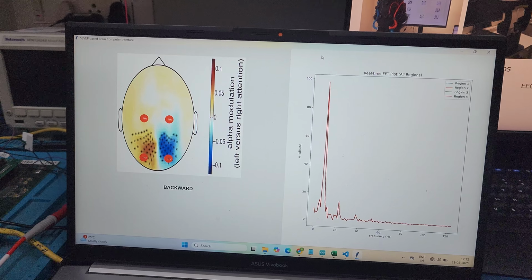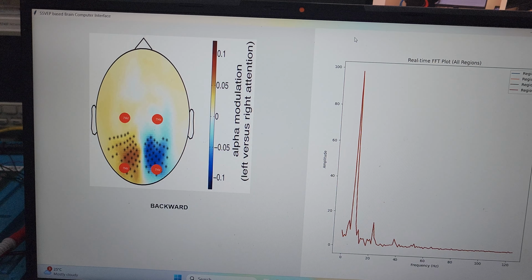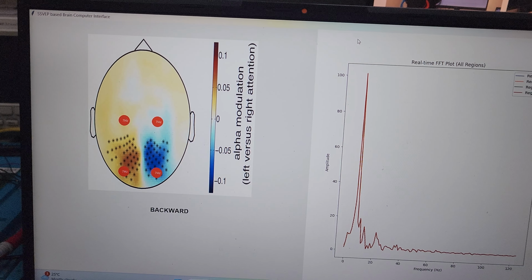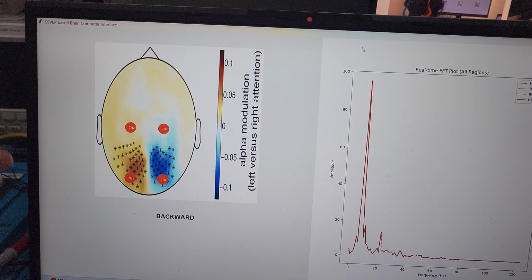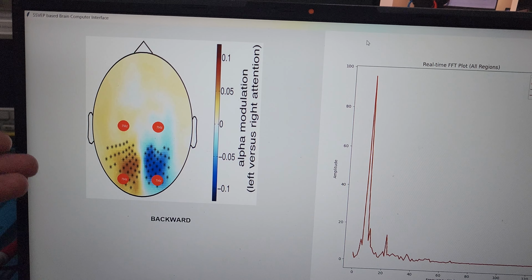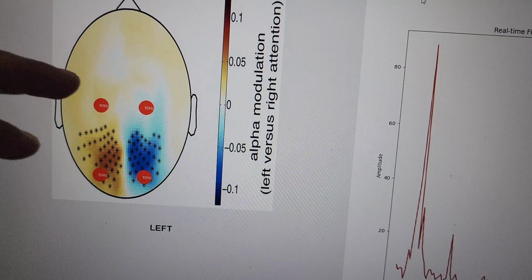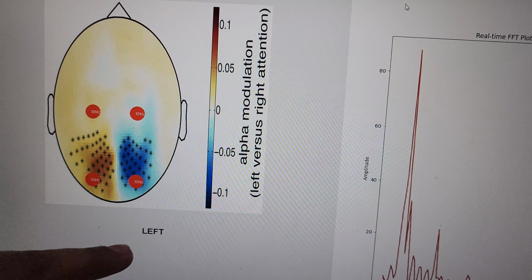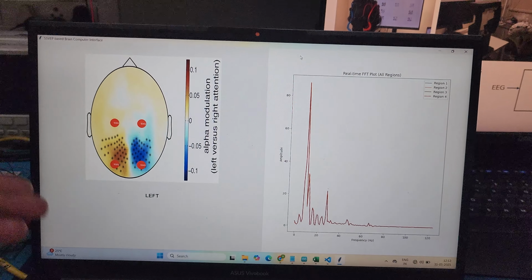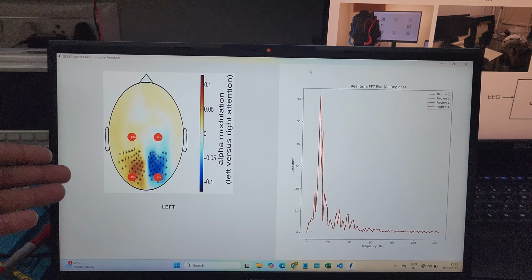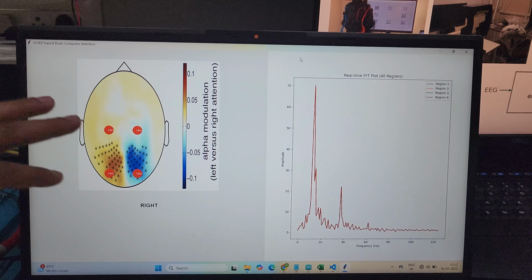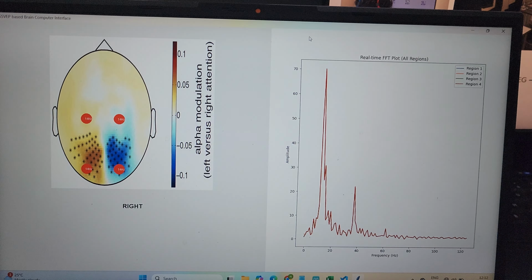Coming to the third, similarly, we will have a pattern with 10 Hz predominantly, which leads to left. So 10 Hz is the predominant frequency, and it is inferred as moving left. Coming to the next, the fourth direction, which corresponds to 14 Hz, will be inferred as right.